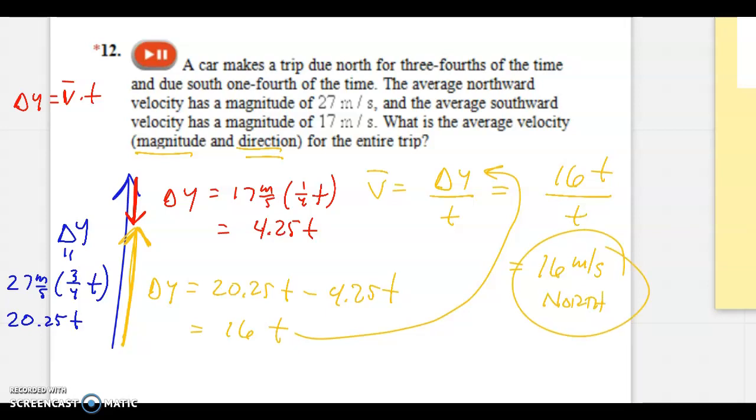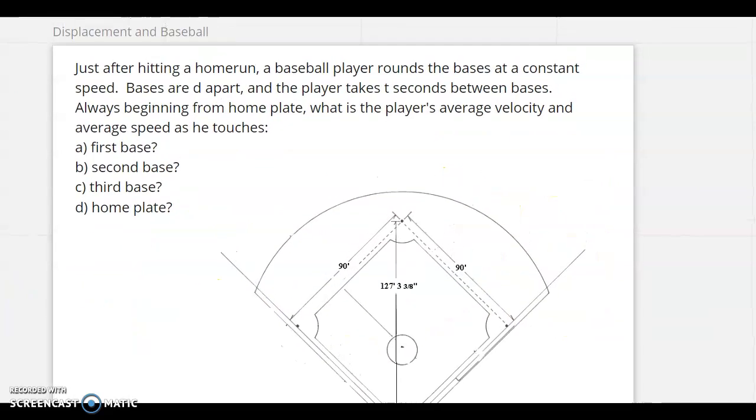There you go. Now this is a neat example right here about baseball or softball. It says just after hitting a home run, a baseball player rounds the bases at a constant speed. The bases are d apart. And depending on what level you're talking, they might be 60 feet, or they might be 70 feet, or they might be 90 feet. And my picture here is 90 feet, like the varsity would be, like Major League Baseball would be. And it says the player takes t seconds between bases.